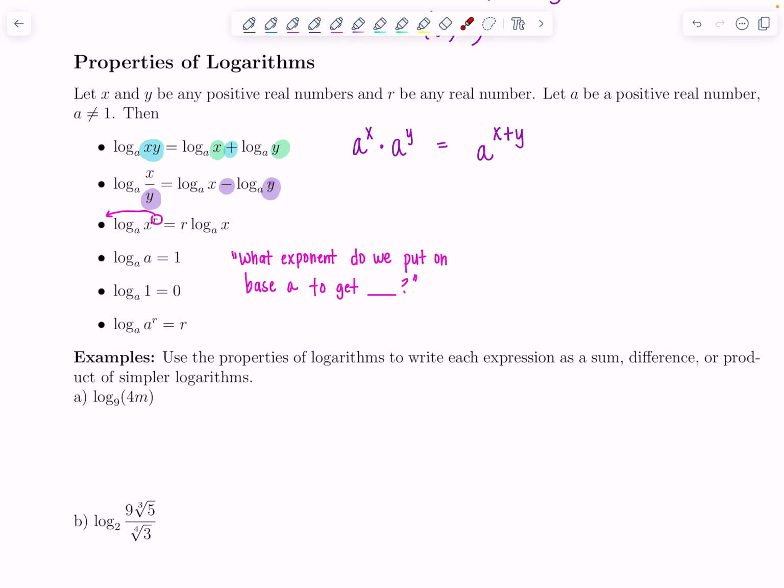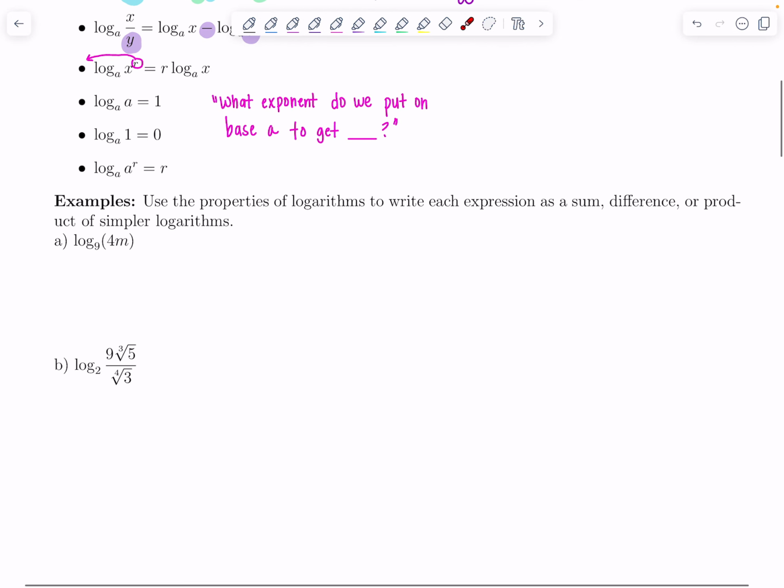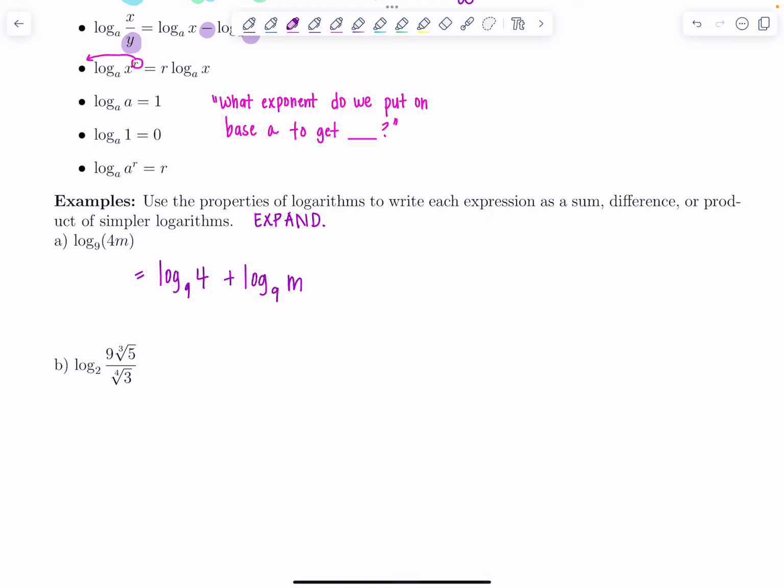So let's practice applying these properties of logarithms. We're going to rewrite each expression as a sum, difference, or product of simpler logarithms. Another way you might see directions that tell you to do the same exact process, they'll just say expand, in one word. So here we have log base 9 of 4 times m. So I can write that as log base 9 of 4 plus log base 9 of m.